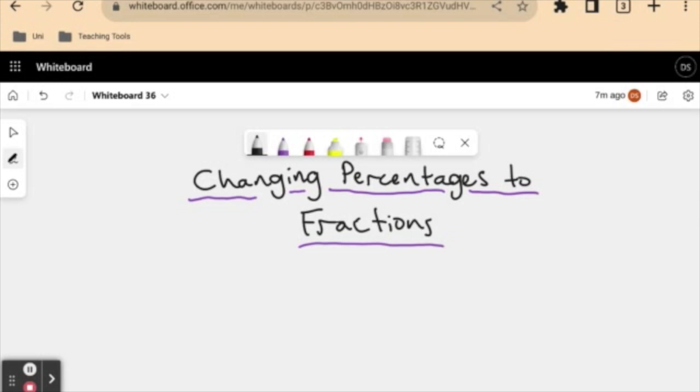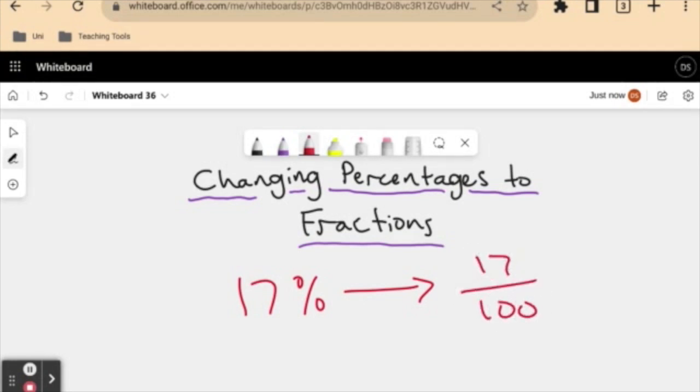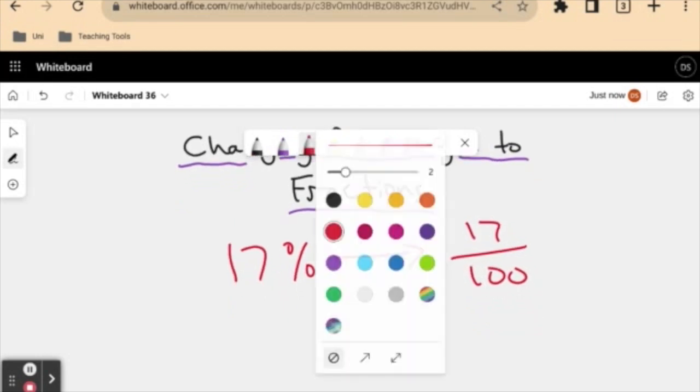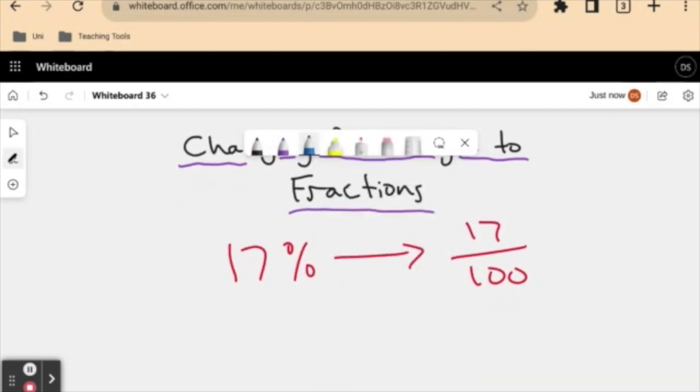So usually these aren't too problematic. So say I had 17% here. Well, I can represent this, as we've seen in previous videos, as a fraction of 100. So 17 over 100. Now, I can also give you this number. I can say, okay, well, I have 75%. And that as a fraction of 100 is 75 over 100.